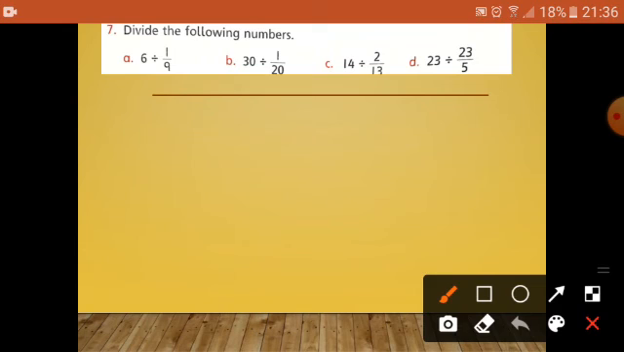As you have already learned about addition of fractions, subtraction of fractions, multiplication of fractions. Basically, multiplication is going to help you to learn about division and in completing the division process of fractions. Let's see how. As you can see, A part on the screen, this is 6 divided by 1/9.